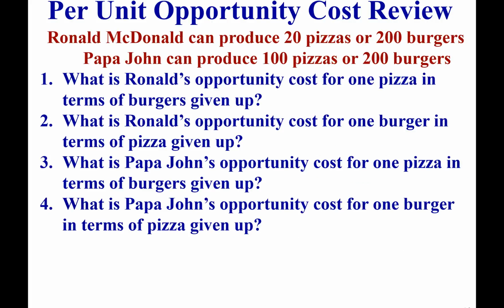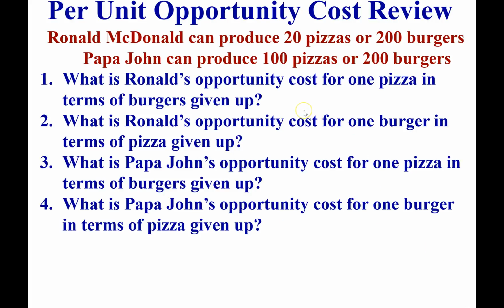Here's another opportunity to practice with per unit opportunity cost. Given the information you have here, you can take a moment and calculate the opportunity cost for each of these producers to produce one pizza and one burger. And this gives you a chance to practice either using that formula or using, if you prefer, a more common sense approach. But either way, you should be able to calculate. And pause the video if you'd like. Give it a moment. And then I'll run through it.